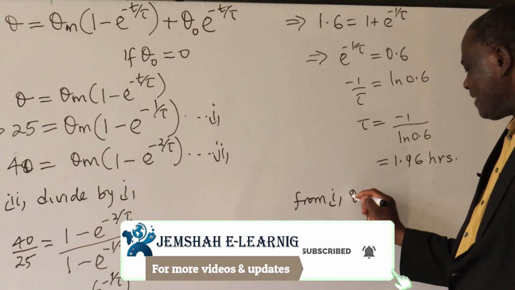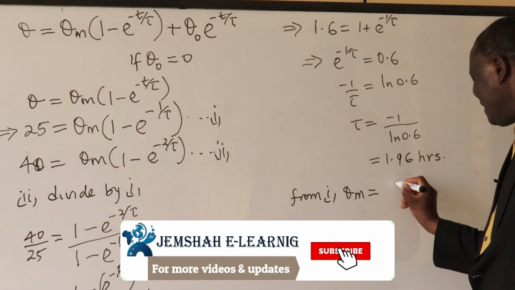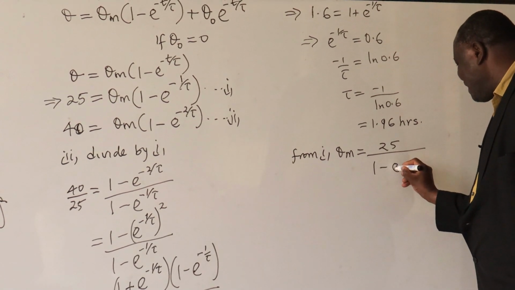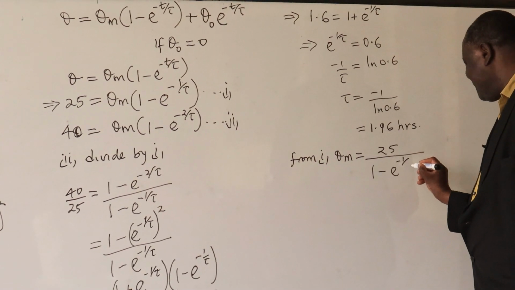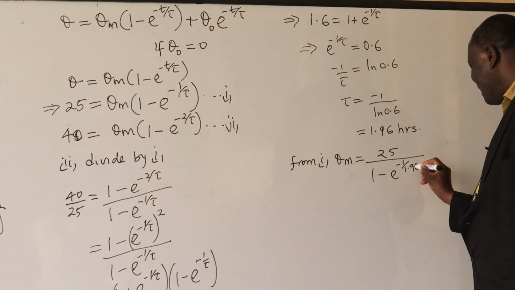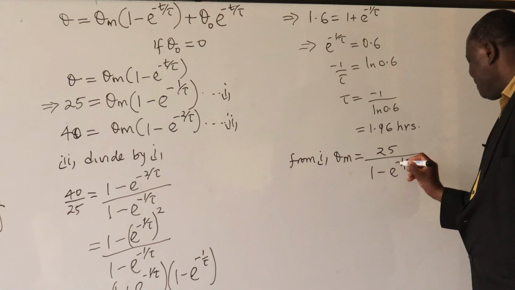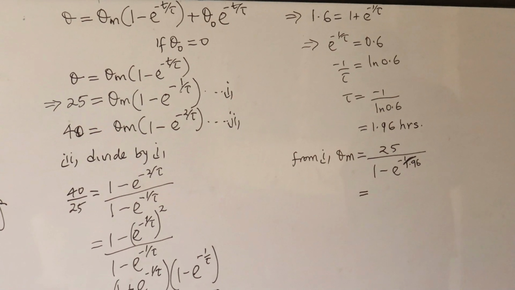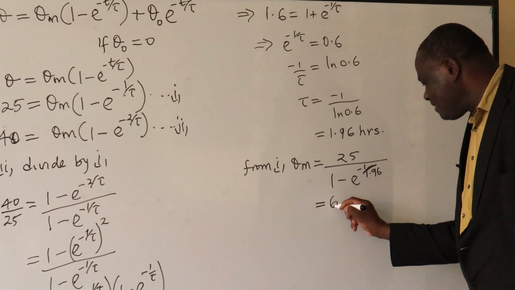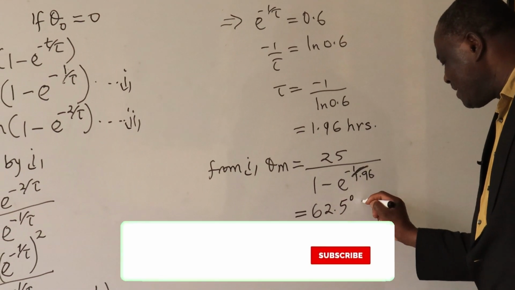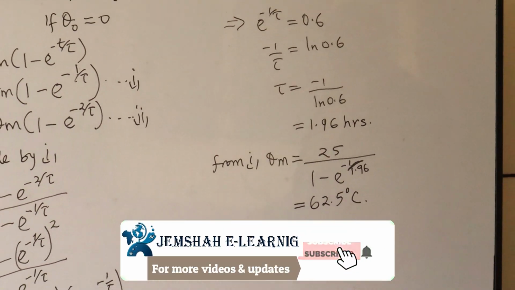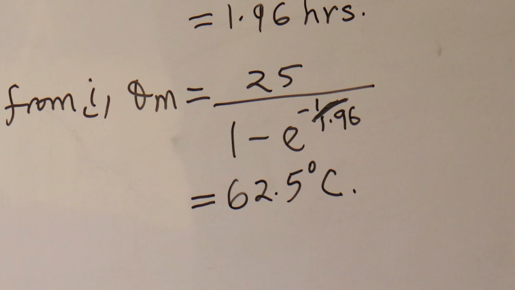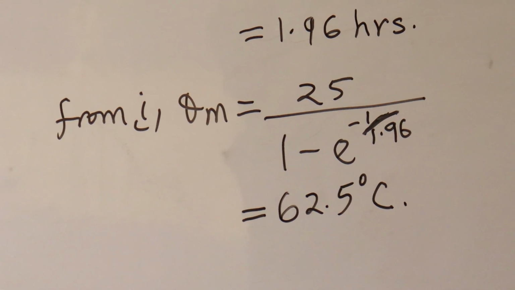So we say, from equation 1, theta M will be equal to 25 all over 1 minus e to the power minus 1 all over 1.96. So this one will be equal to 62.5 degrees Celsius. So this has now helped us to get the parameters of that particular motor.